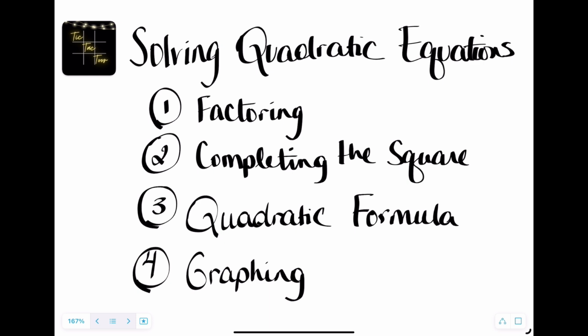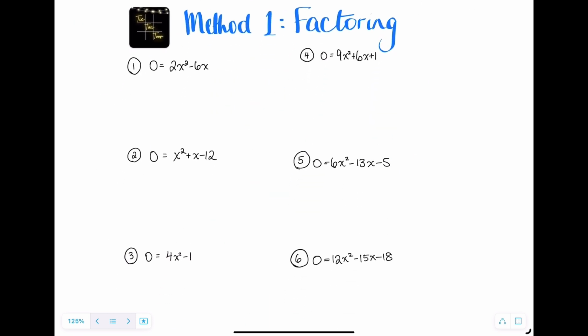Let's take a look at method number 1 for this video through these 6 examples. If you'd like, you can pause the video here before we get into going through the solutions for each of them separately.